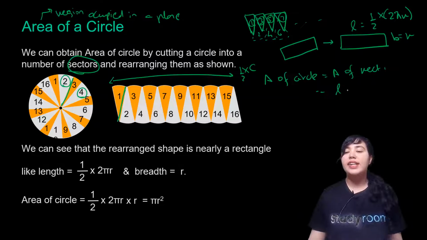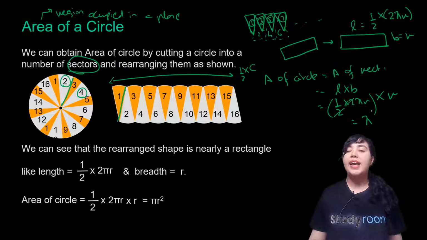So area of rectangle is length into breadth. What is the length here? Half into 2 pi r, into what is the breadth here? r. So this 2 cancels. You get pi r into r. What is r into r? That is r square. So this is the formula for area.